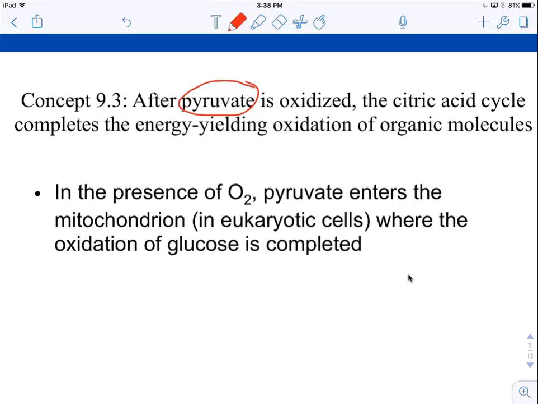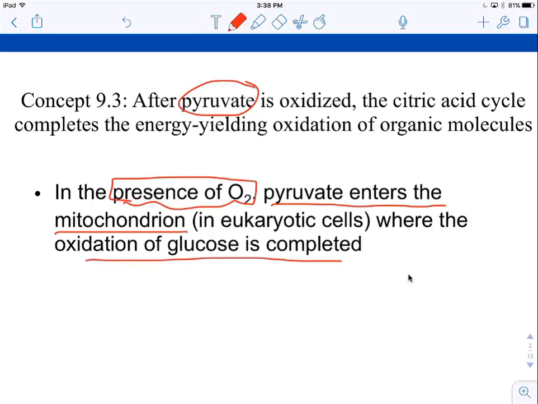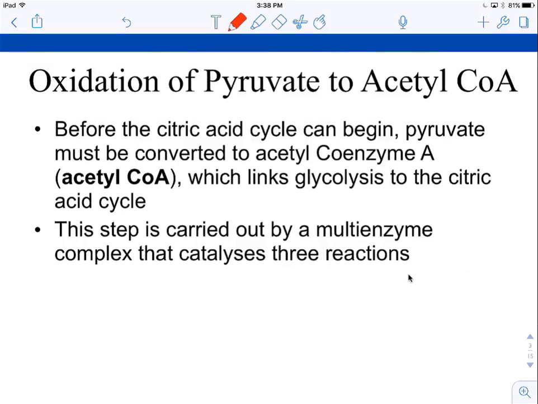Okay, so after glycolysis is finished, if oxygen is present, then pyruvate will enter the mitochondria and the oxidation of glucose is completed there in a series of two more major steps. So after we oxidize pyruvate, the citric acid cycle completes the energy yielding oxidation of organic molecules. So after the citric acid cycle, all of glucose is broken down and all the energy is released. So let's go through that.